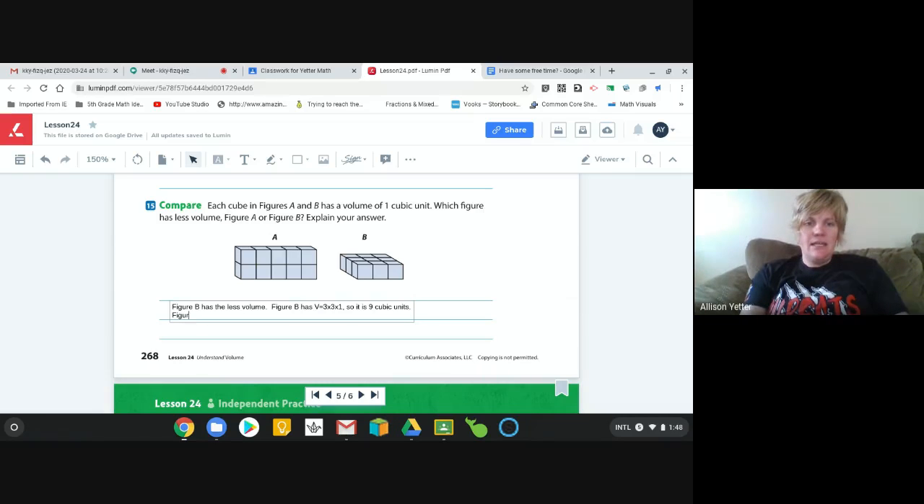Figure A has the volume. Let's just put volume equals. So it's going to be 1, 2, 3, 4, 5 times 1 deep. This is our deep right here. And it's 2 high. Oops, times 2. So it is 10 cubic units. This shows that figure B has the less volume of the 2 figures.